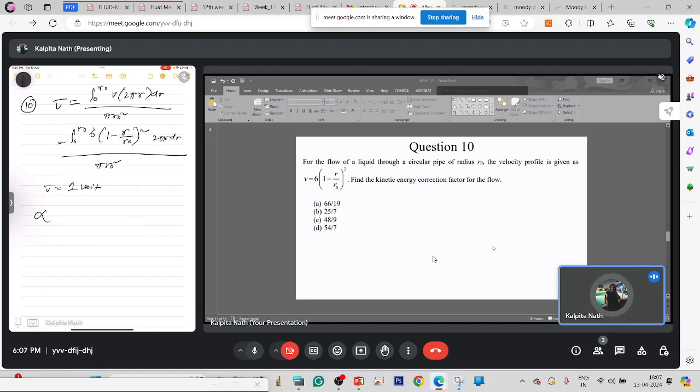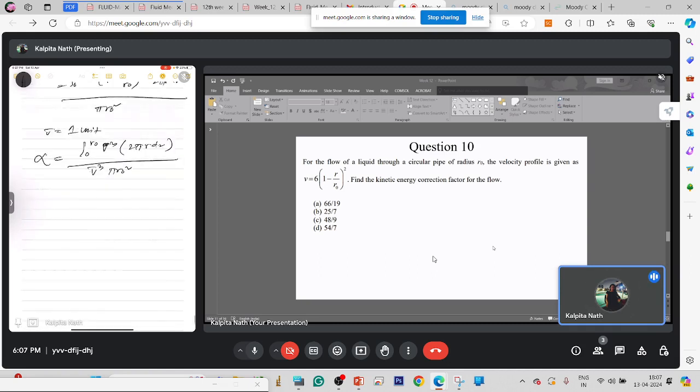Now the kinetic energy correction factor is equal to integral 0 to r0 of v cube multiplied by 2 pi r dr, upon v bar cube pi r0 square. So this is v cube, not v bar cube. The velocity profile is already given. So integral 0 to r0 of 6, 1 minus small r upon r0 whole square, whole cube, 2 pi r dr, upon v bar cube pi r0 square. If we solve this, we'll get 54 upon 7, that is option B.